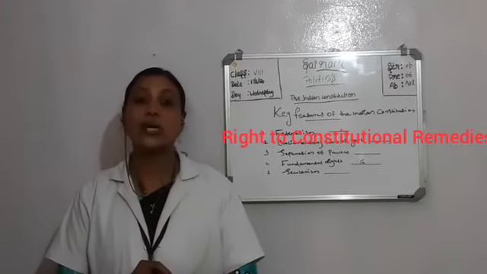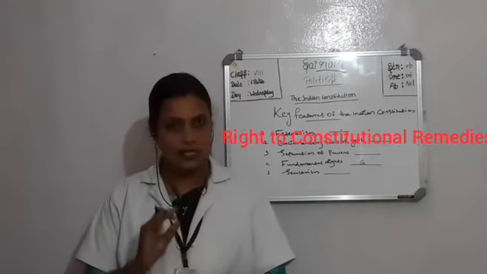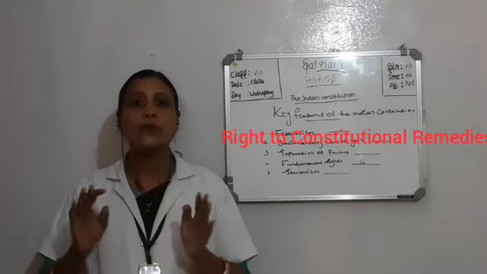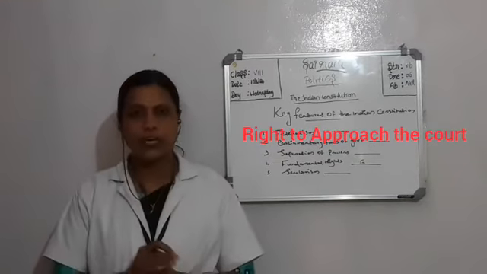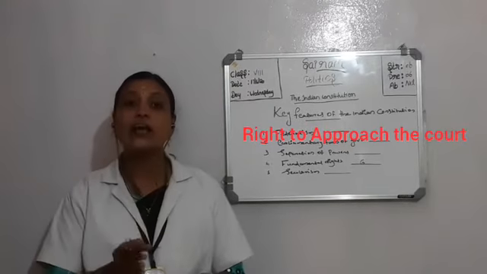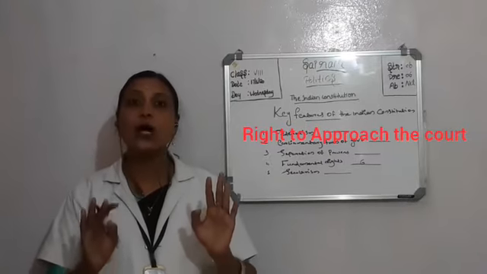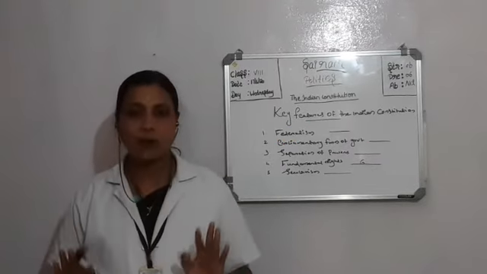The last one is the right to constitutional remedy. What do you mean by right to constitutional remedy? It means the people of India have the right to approach the court if they find that their fundamental rights are violated. So people of India have the right to approach the court or move to the court, that is called the right to constitutional remedies.